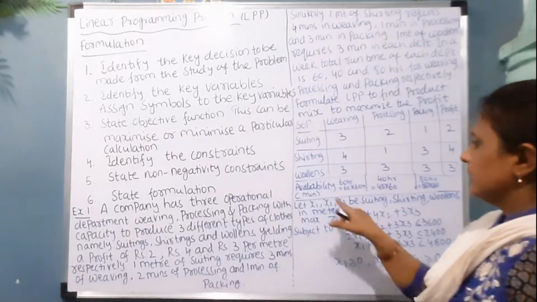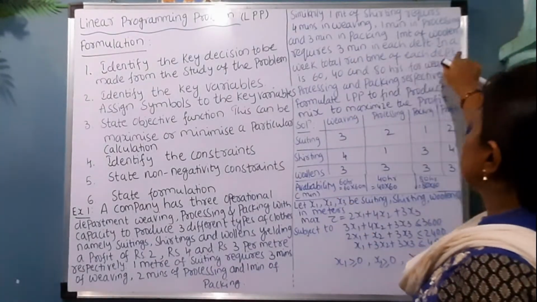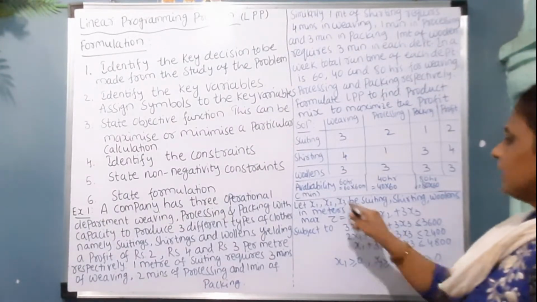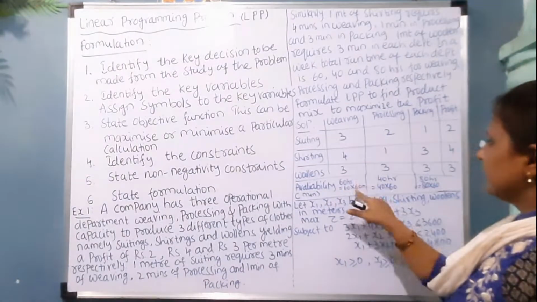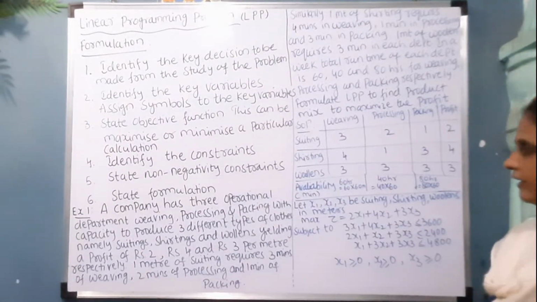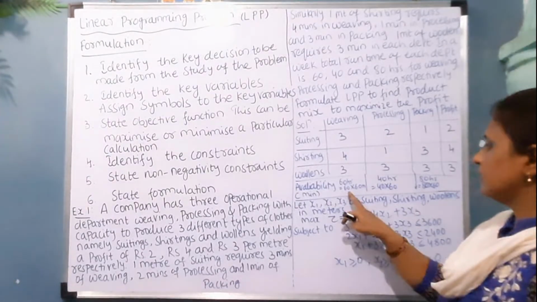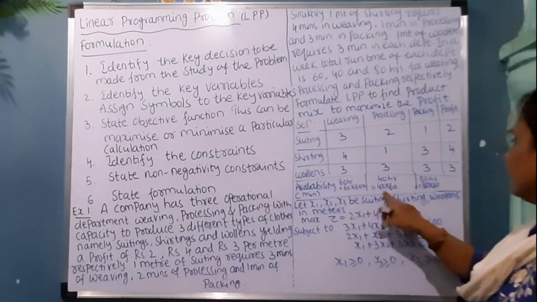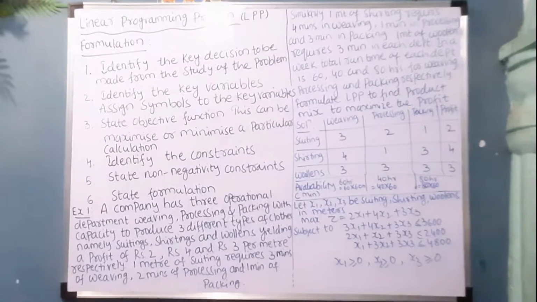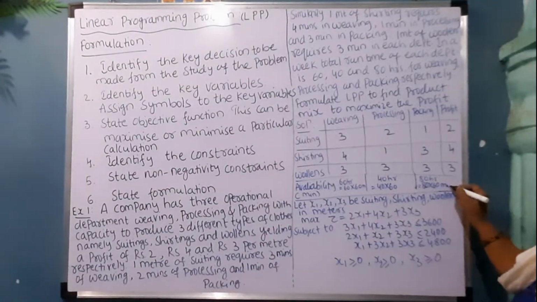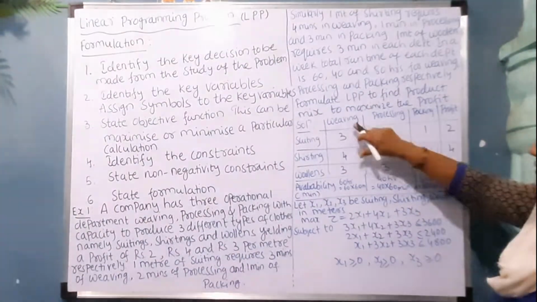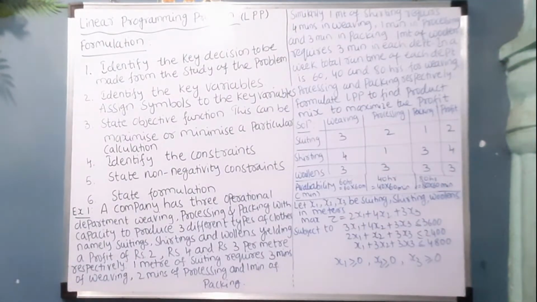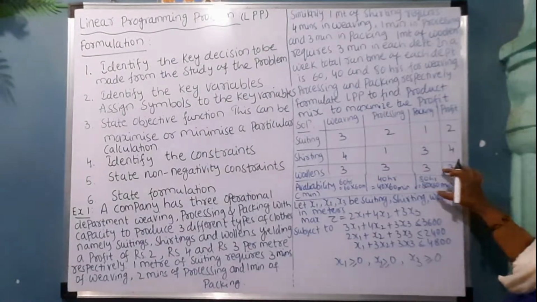Now next, the availability of these operations in the company is given. In 1 week it has 60 hours, or if we convert it into minutes, it will become 60 into 60 minutes, 40 hours will be 40 into 60 minutes and 80 hours will be 80 into 60 minutes. So the weaving department will have this much time available in 1 week. Similarly, processing and packing.